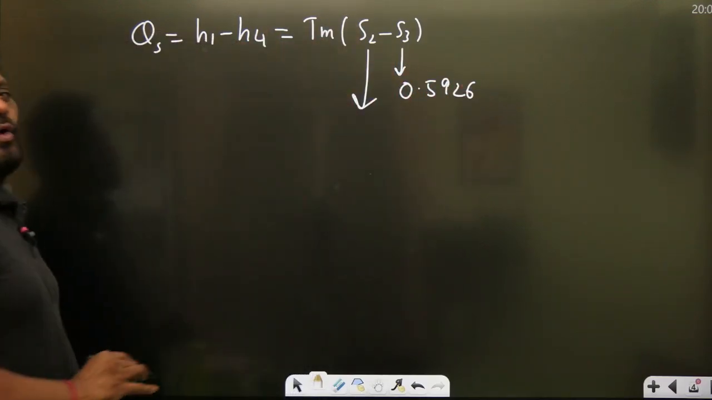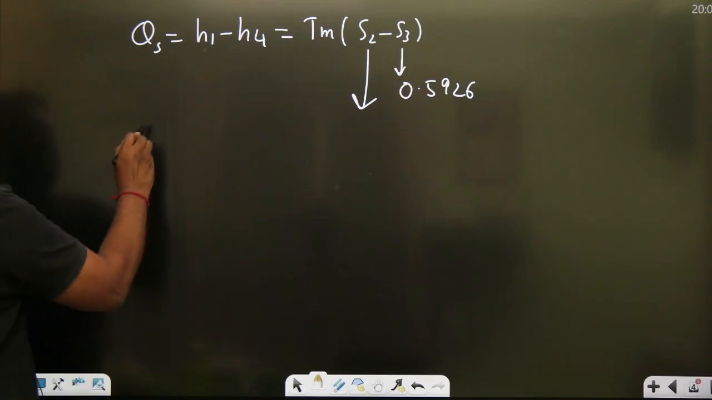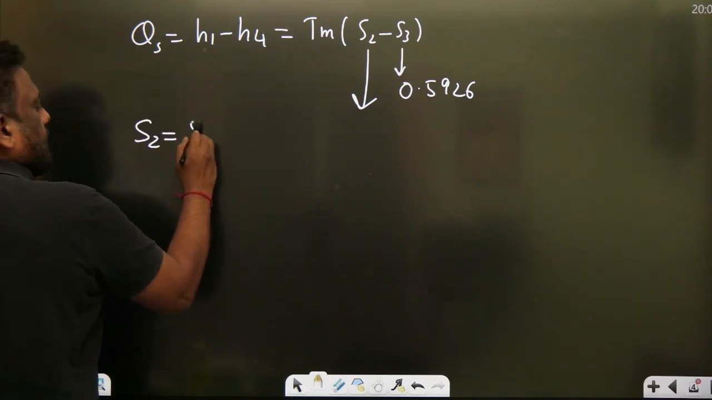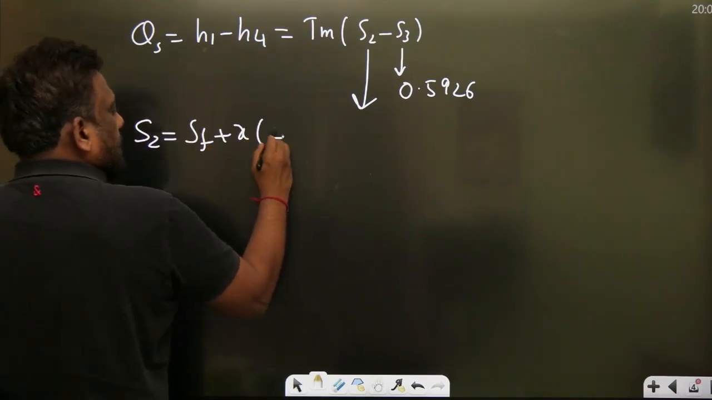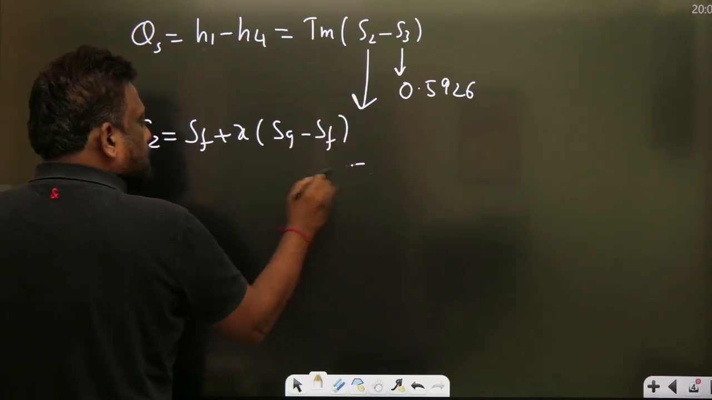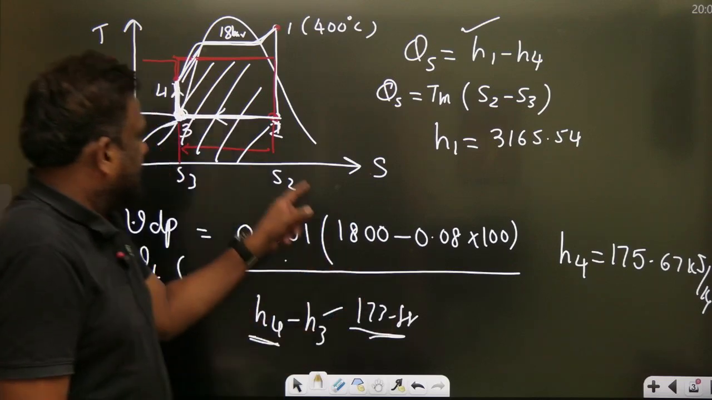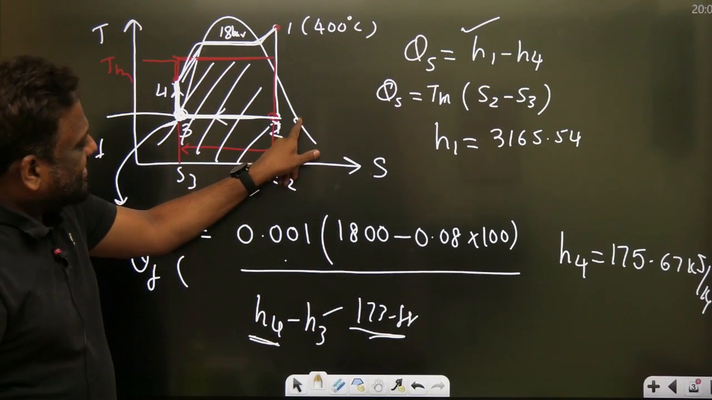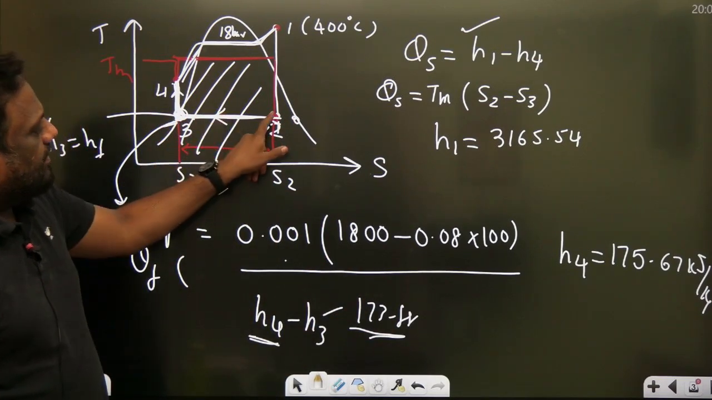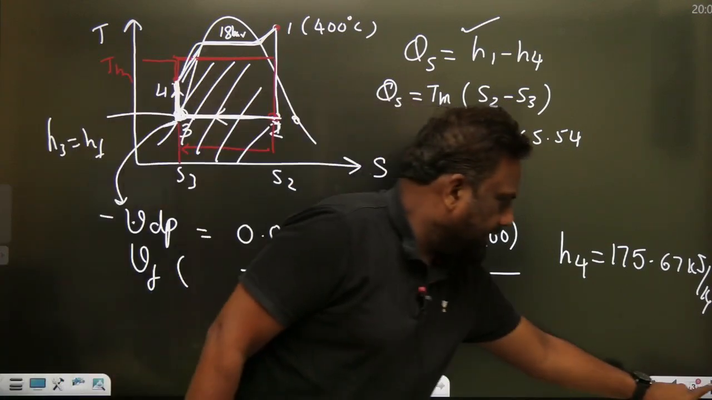But unfortunately, I don't know S2. But where is point 2? It is in the wet region. So S2 is equal to SF plus X into Sg minus SF. But please note down that all these points are at lower pressure, that is 0.08. So this is Sg, this is SF, and we have to calculate S2.